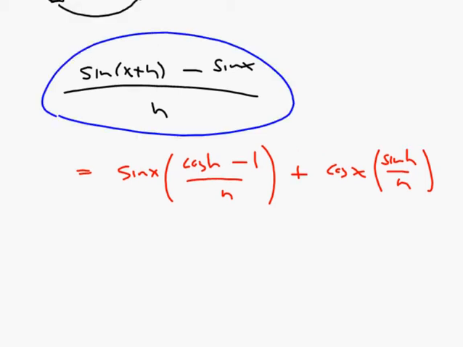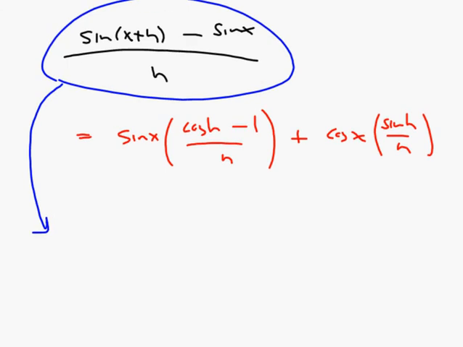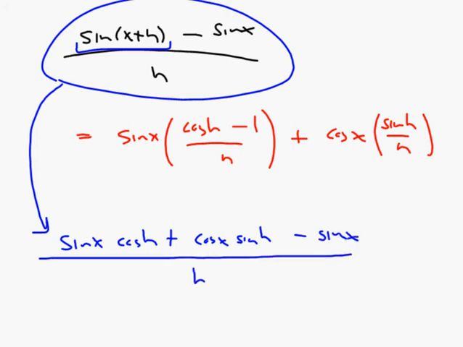All right. So we want to show that this thing in blue is equal to the thing in red. So what we're going to do is take this thing in blue and start rewriting it. Well, I know stuff about sine of x plus h. That's equal to the sine of x, the cosine of h, plus the cosine of x, the sine of h. Then I have minus sine x, whole thing over h.